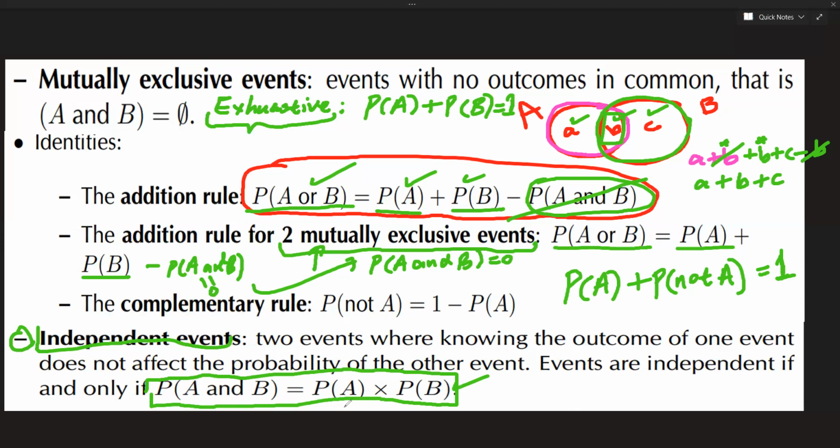Yeah, ladies and gents, that's it about formulas for probability. You're really going to need to know this off by heart for you to do really well in this section.